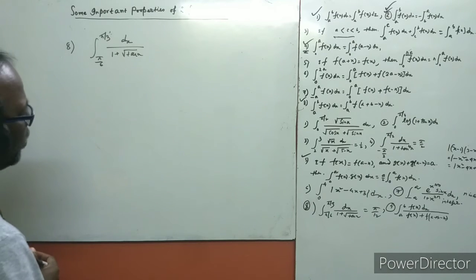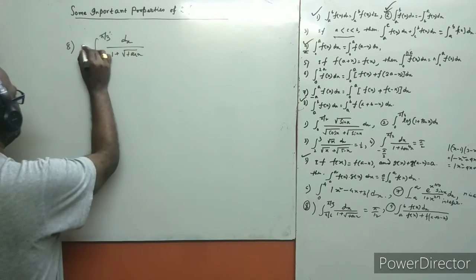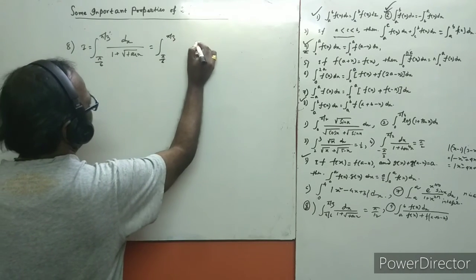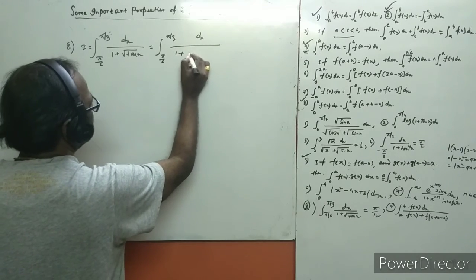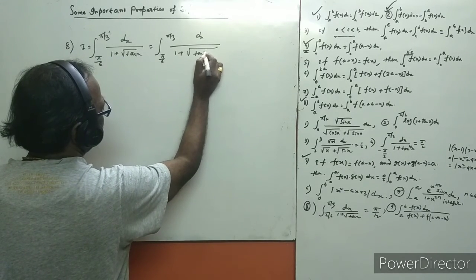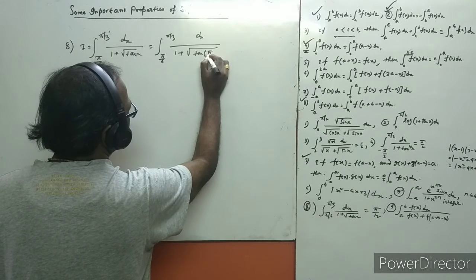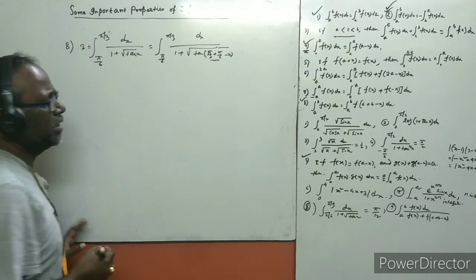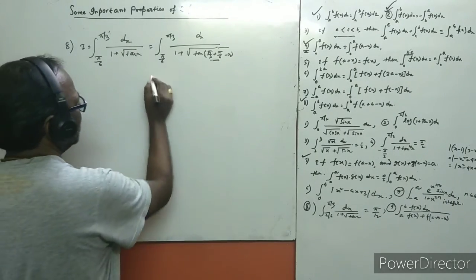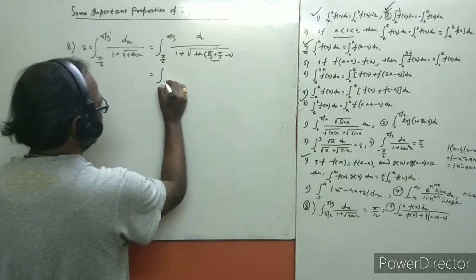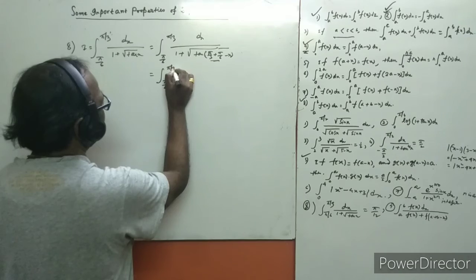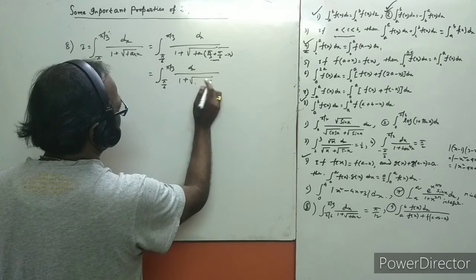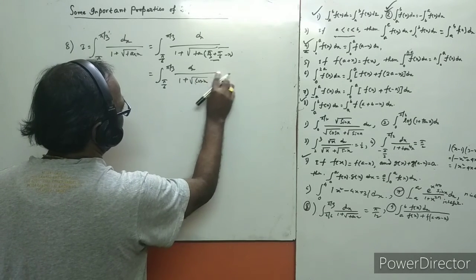Now again repeat the property and apply it. Let us assume this as I, with limits pi by 6 and pi by 3, and dx by 1 plus root over tan of x. In place of x we write pi by 3 plus pi by 6 minus x, whose sum is pi by 2, so pi by 2 minus x, and dx by 1 plus root over cot x.